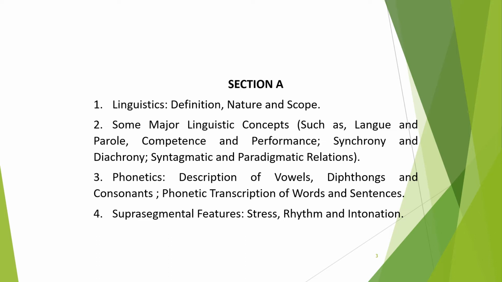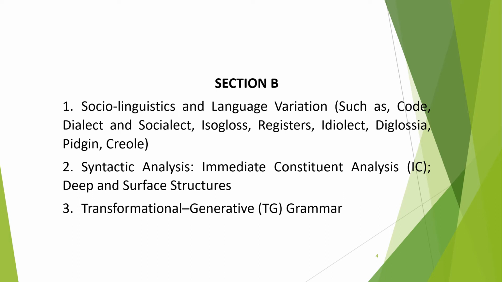Well, we move on to section B. This unit is going to be very interesting. Section B. We have sociolinguistics, and language variation, such as code, dialect, and sociolect, isogloss, registers, idiolect, diglossia, pidgin, creole, etc.